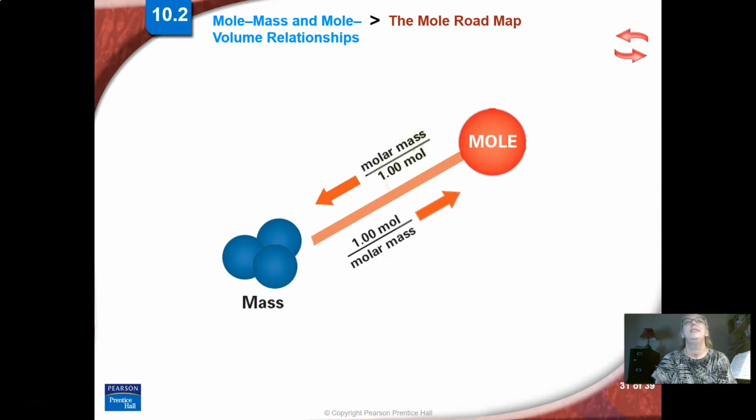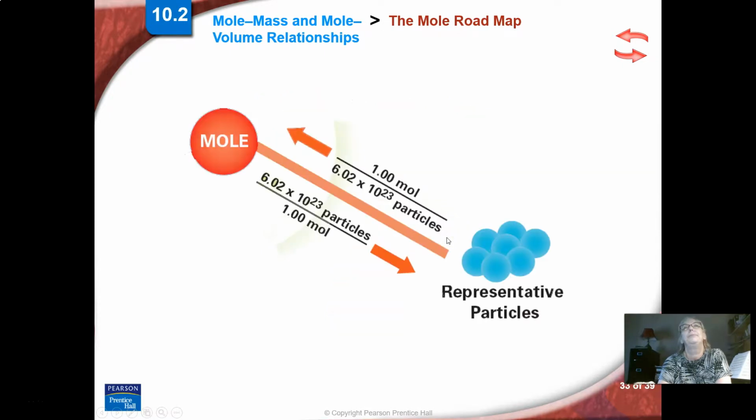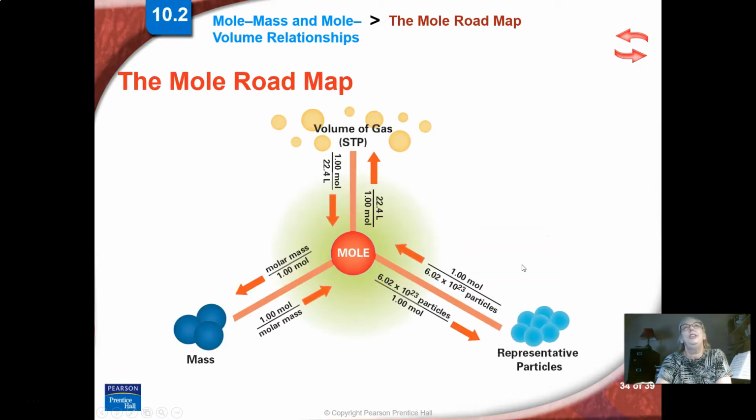So here are some relationships. Molar mass is the mass of 1 mole. So you can flip it this way, grams over mole, or you can have mole on top, grams below. You can use this volume of a gas relationship. 1 mole at STP is 22.4 liters. You can flip the fraction however you need for the problem. And then you know that 1 mole is that many particles. So we can use all of these things.